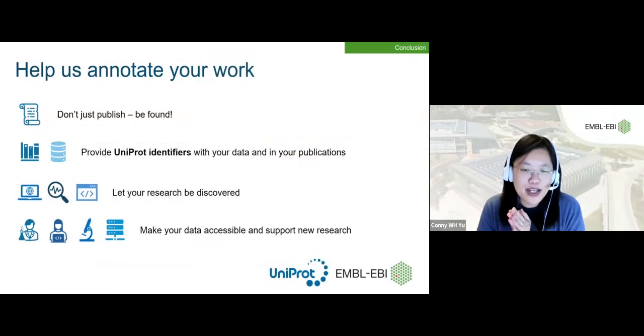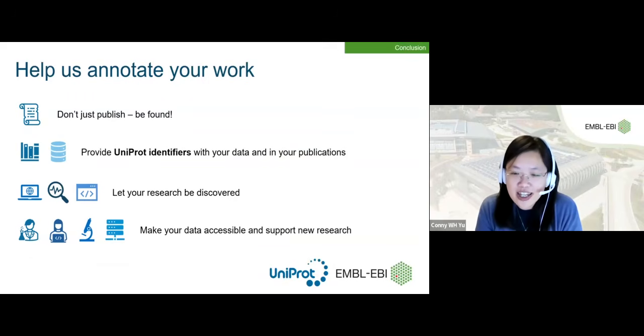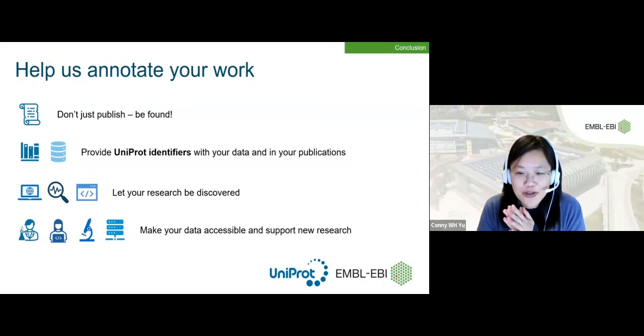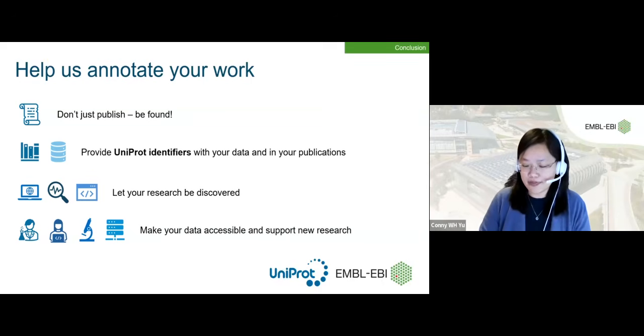And if you benefit from the use of UniProt, I'd like to encourage you to help others benefit as well. You can simply do that by providing the UniProt identifier with your data and in your publication. The UniProt identifiers will allow readers and us, the curators, to identify the sequence used in your study. And this will help us annotate your work in UniProt, which in turn will help others discover your research. So to quote my colleague Suchu from the Complex Portal, don't just publish, be found, help us make data more accessible and in turn support new research.